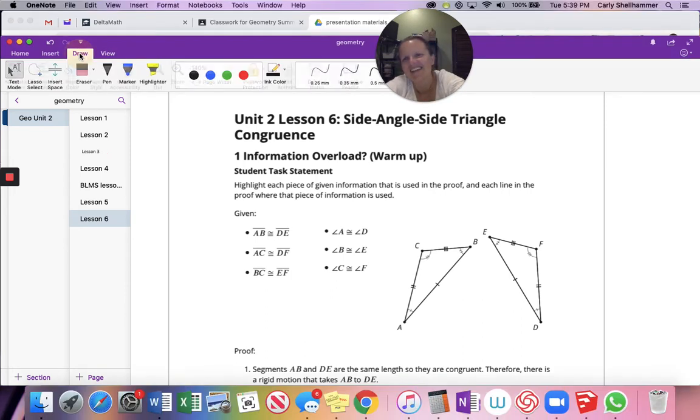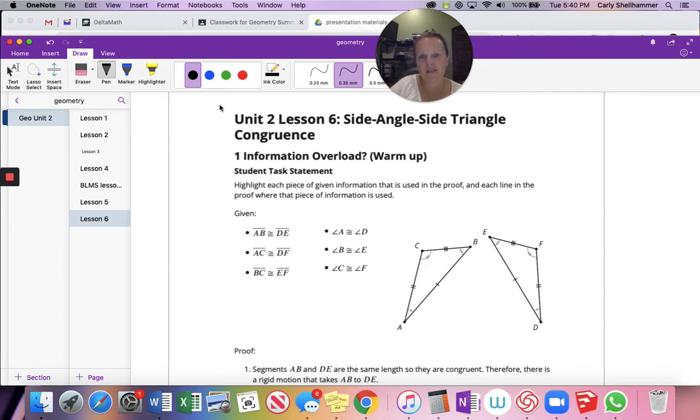All right, so let's get started. Unit 2, Lesson 6. We've already talked about all the congruence theorems except one, but in the curriculum, we're actually going to go through them just a little bit more. This is Lesson 6. We're talking about side angle side triangle congruence. Let's do our little warm-up.